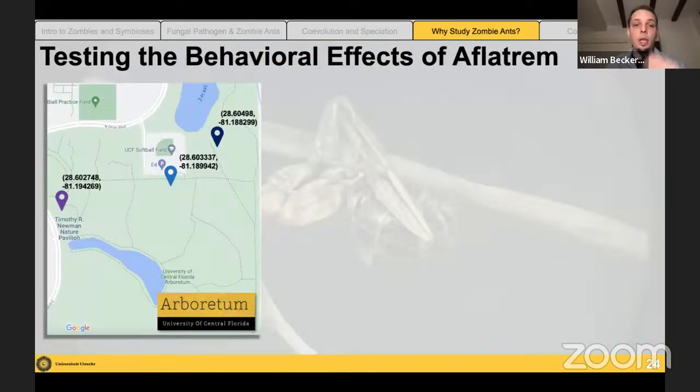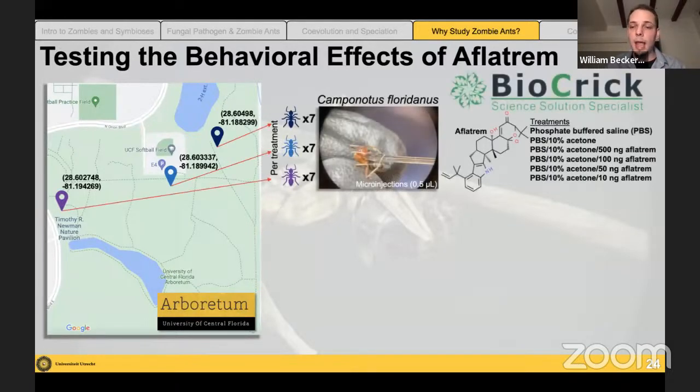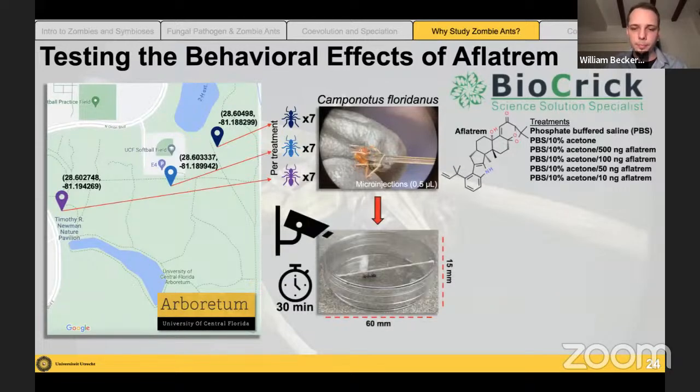So to test this, we went to the University of Central Florida, and we collected 3 colonies of ants, and we injected them with various concentrations of aflatrem suspended in a PBS acetone solution. We then did behavioral observations to see how their behavior changed after injection with aflatrem, and compared these to ants injected with what we call a sham. So it's the exact same media, but without any aflatrem.